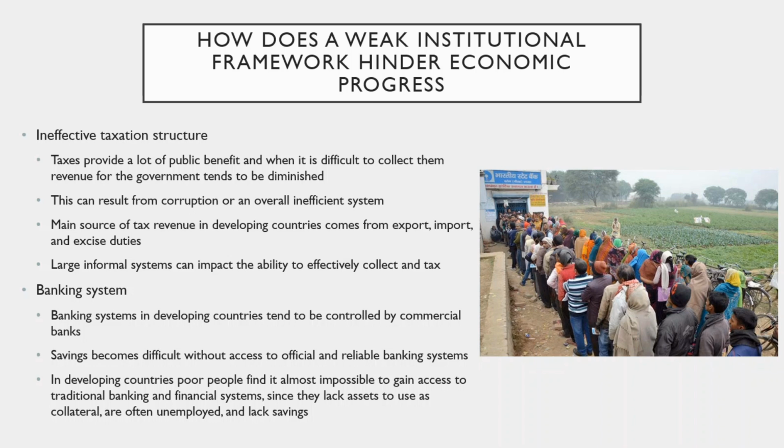Banking systems tend to be controlled by commercial banks. Saving becomes difficult without access to official and reliable banking systems. In developing countries, poor people can find it almost impossible to gain access to traditional banks and financial systems since they lack assets to use as collateral. They're often unemployed and lack savings. This is why, when we get to the next part, things like micro banking and mobile banking are super important.